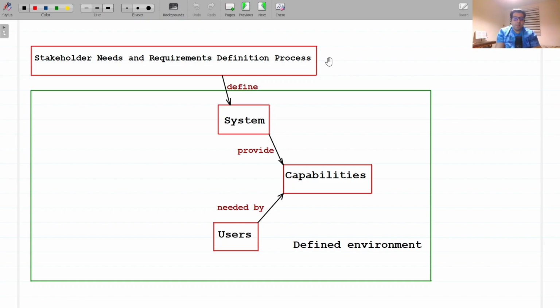When direct contact is not possible, systems engineers find agents such as marketing or non-governmental organizations to represent the concerns of a class of stakeholders such as consumers or future generations.